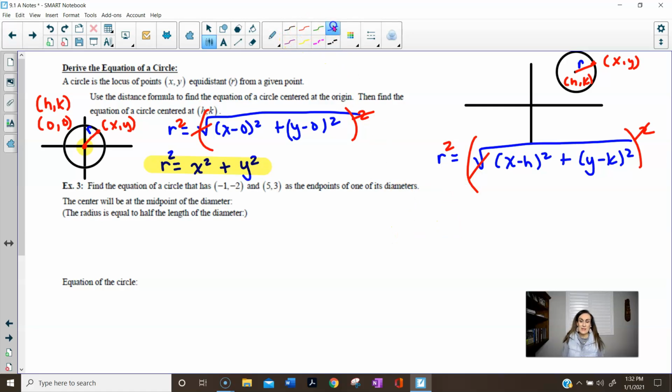And my equation of a circle when the center is not at 0, 0 is very similar. It's r squared equals x subtract h squared plus y subtract k squared. And that's deriving the equation of a circle when the center is over here.